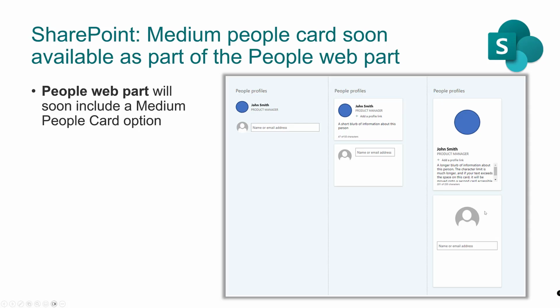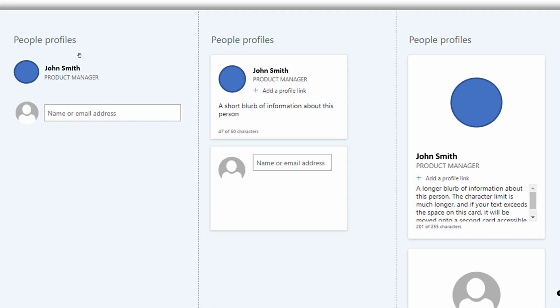SharePoint. So Medium People card will soon be available as part of the People web part. Let me just zoom in on here for you. So we've got the normal one on the left hand side. Look at this, you can see that it doesn't take any color. It's kind of translucent, or transparent, you can see the color behind. Over on the right hand side there's the large, but this is what I'm talking about now. This one in the middle, this medium one.